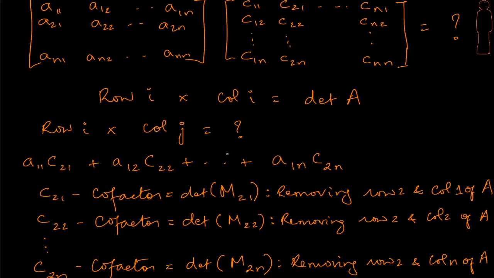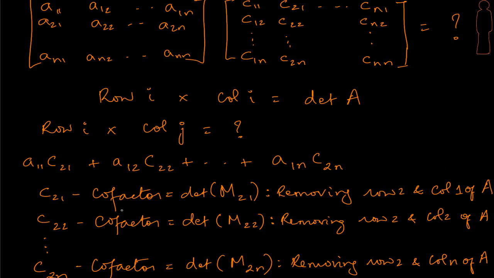So I have a sample here where I am trying to take the first row. Look at this A11, A12 up to A1n, the first row of the A matrix, and the second column of the C matrix here. So this is C21, C22 up to C2n, right? Which means that we are trying to take the dot product between the first row and the second column of this matrix.